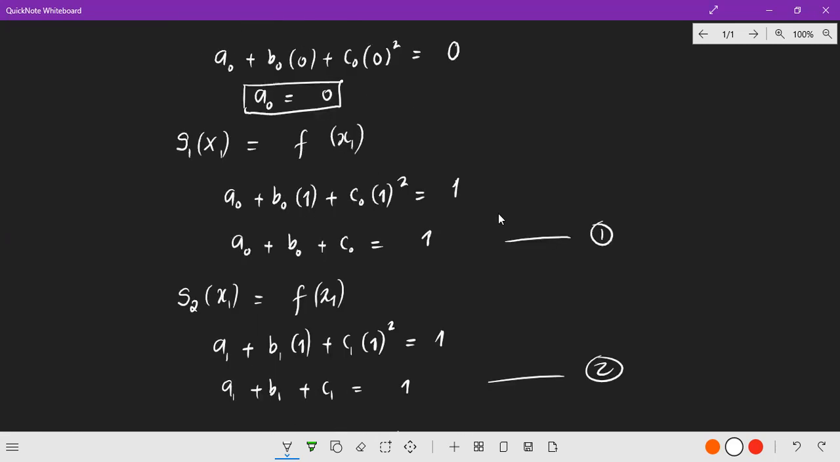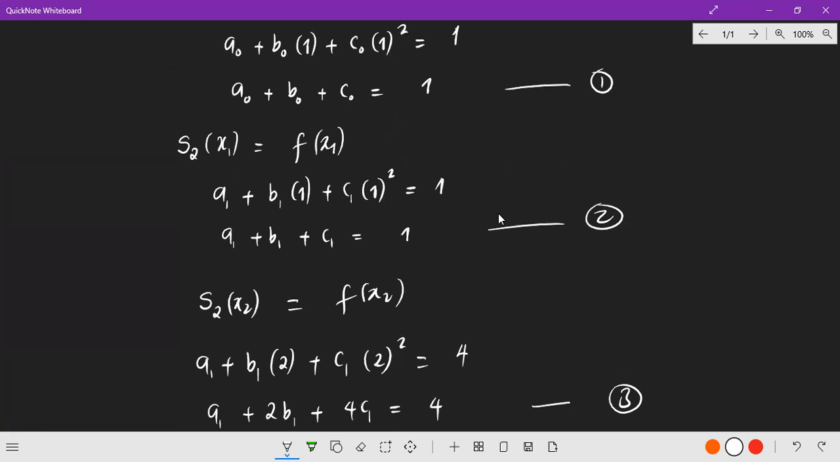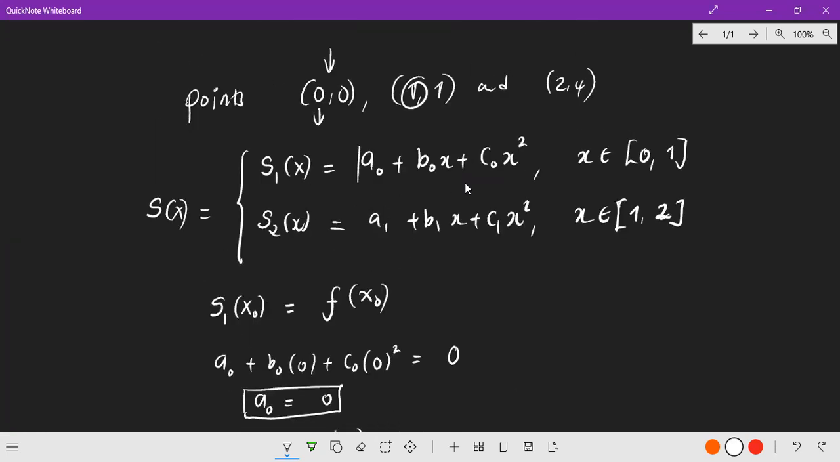Okay, so we're done with the first conditions. The next condition, we have to make sure that our piecewise functions are continuous at that common point. What is our common point? Our common point is 1, right? When x is equal to 1, that's a common point. So these piecewise functions must be continuous at that point. Remember that we're trying to join 2 functions to approximate a particular function, right? So they must be continuous at that common point.